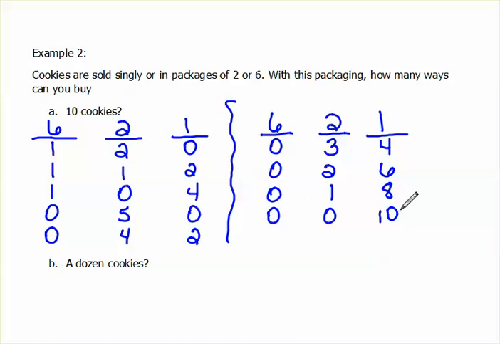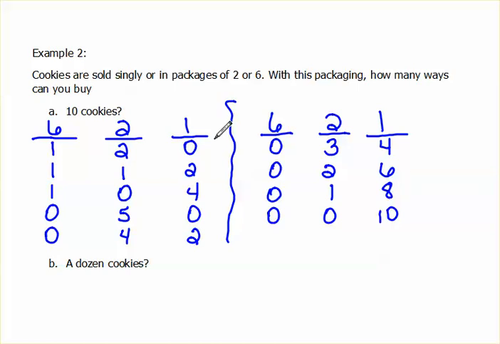Now, I don't have any other combinations that I can possibly come up with because I have already gone from the most amount of sixes I could all the way down to 0, and I went from the most amount of twos all the way down to 0. So there's really nothing else that I can come up with.